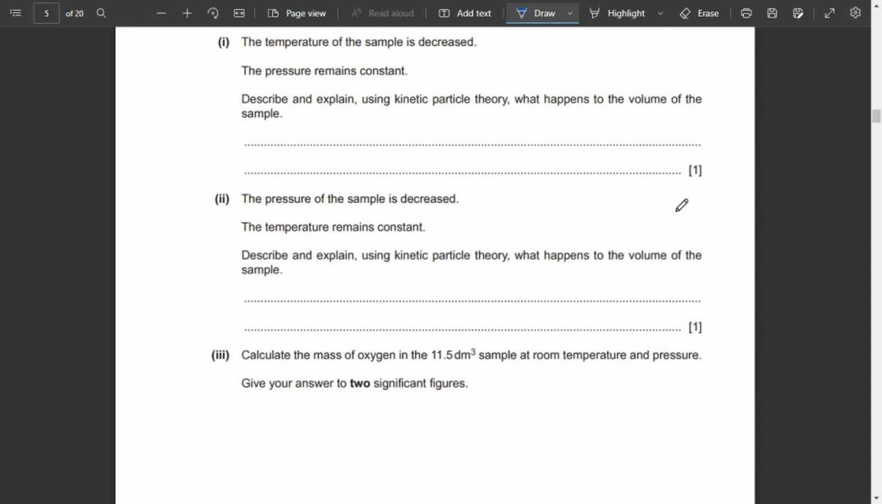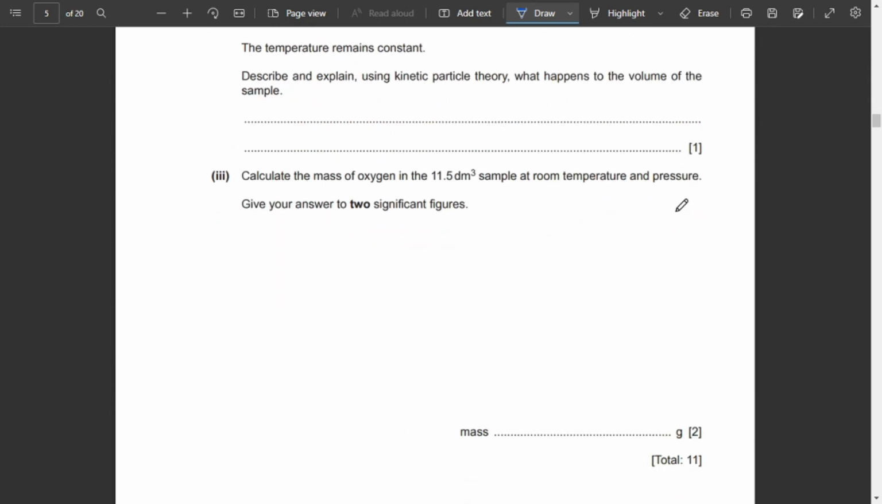Moving on to part 2, the pressure of a sample is decreased. The temperature remains constant. Describe and explain using kinetic particle theory what happens to the volume of the sample. Since here we have decreased the pressure, pressure is inversely proportional to volume, keeping in mind that temperature is the constant part over here. So volume increases and the particles will move further apart from each other.